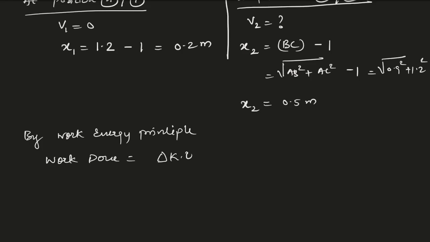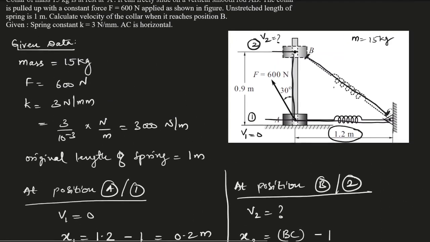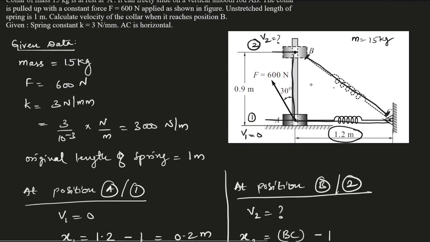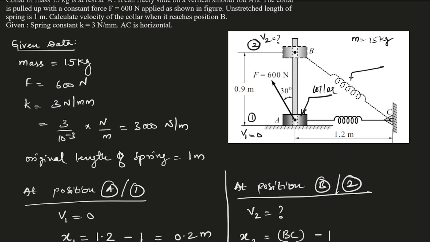Okay, so if you see the system, here we have three parameters. What are those parameters? The first one is the collar, that is the mass, right? The second one is the spring, and the third one is the force. So force, collar and spring. We have to add all the work done of these three parameters, and that will be equal to the change in kinetic energy. Okay, now we'll go one by one.